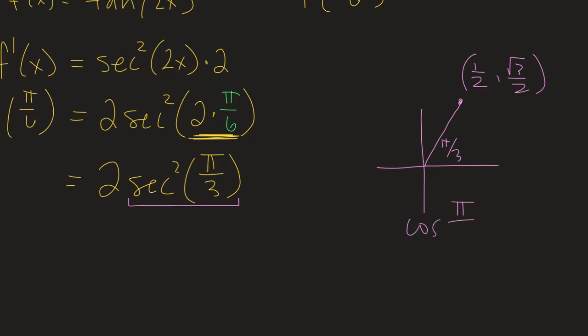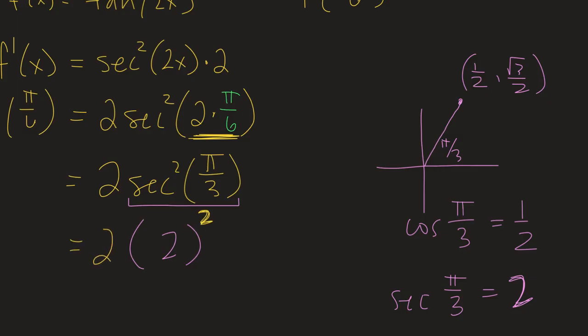So I know the cosine at pi over 3 is 1/2, and I know the secant is the reciprocal of the cosine. So what's the reciprocal of 1/2? Positive 2. So that goes in here. The secant at pi over 3 is 2, and I still have to square that.